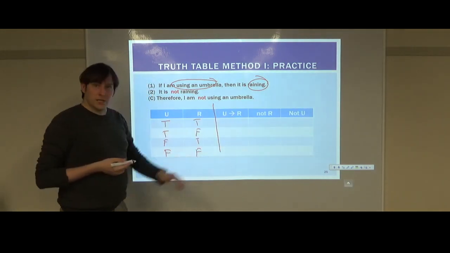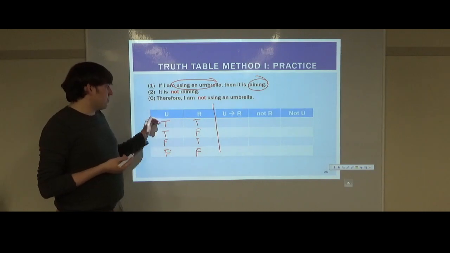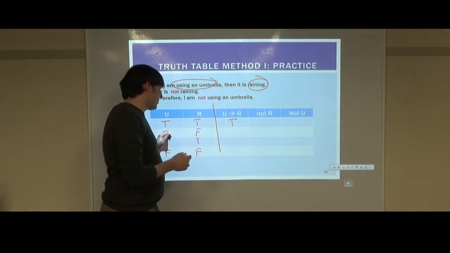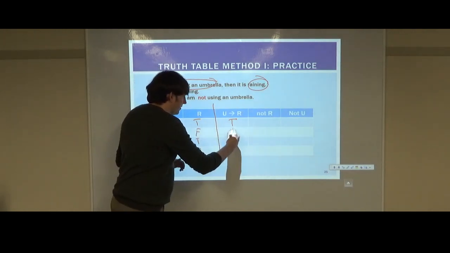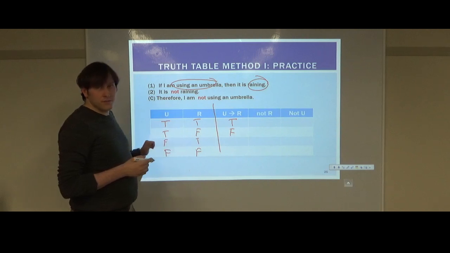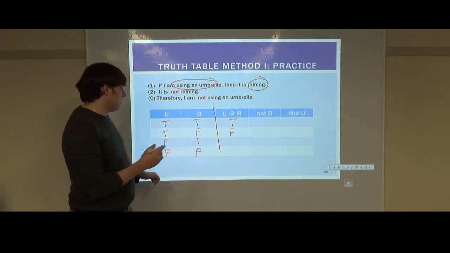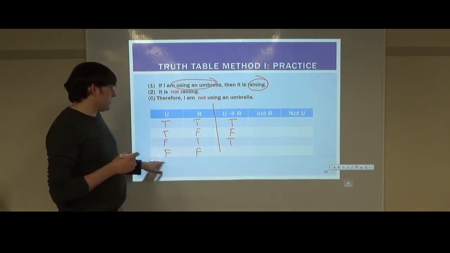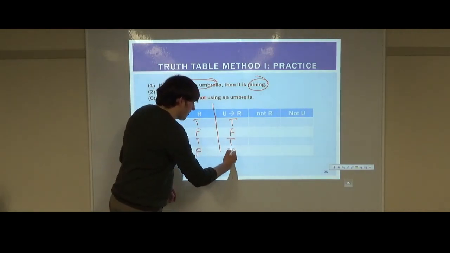Alright, U implies R. So U is true, R is true, this is true. U is true, R is false, this is false. U is false, R is true. This is going to be true. U is false, R is false, this is going to be true.